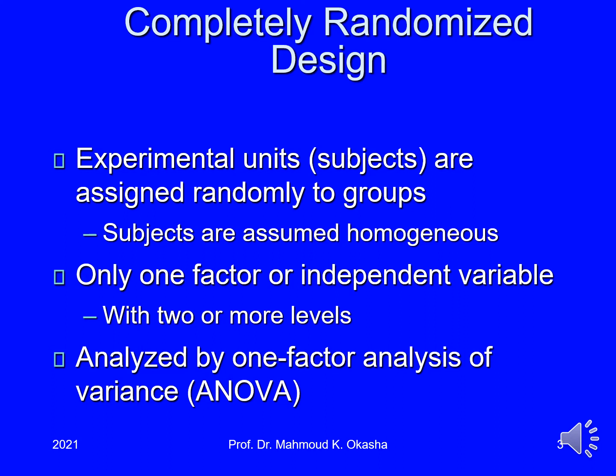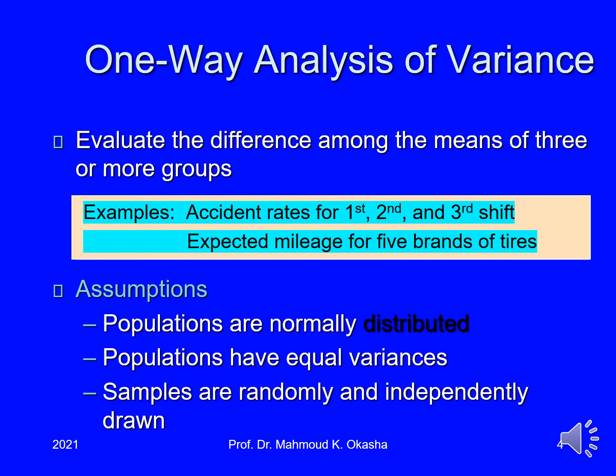So this experiment is analyzed by one factor analysis of variance. If we have more than one factor, then we need to study two-factor analysis of variance, but it is outside the scope of this course. We are studying now one factor, which means the one-way analysis of variance, not two-way analysis of variance. One factor analysis of variance is called one-way analysis of variance.